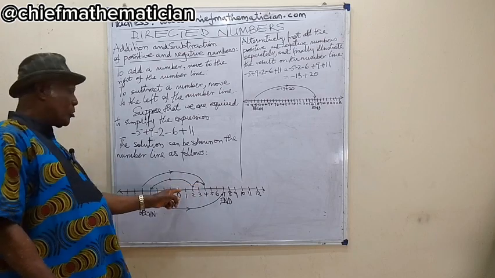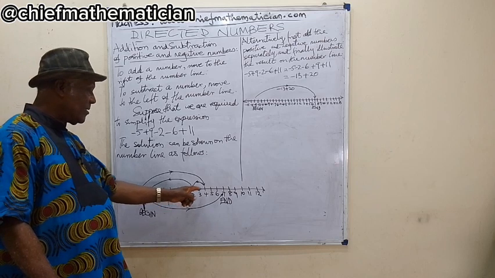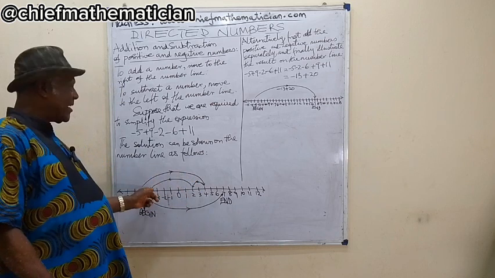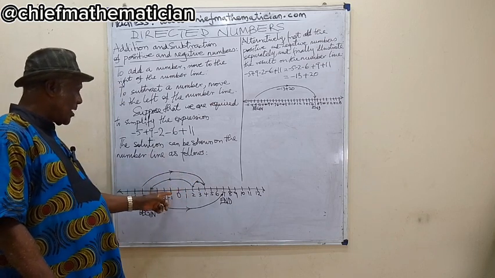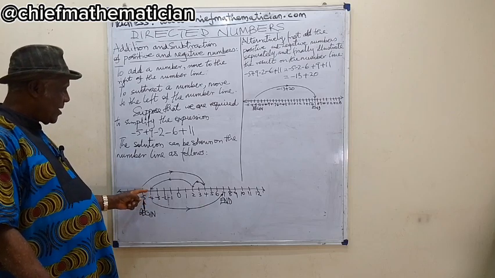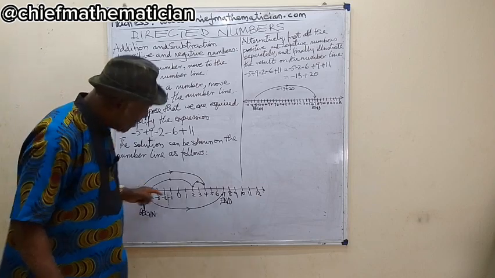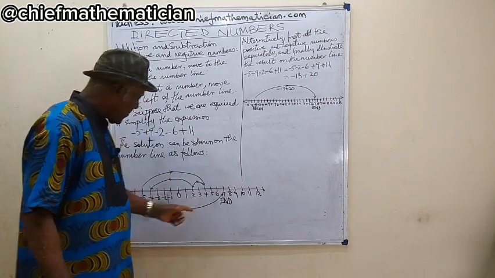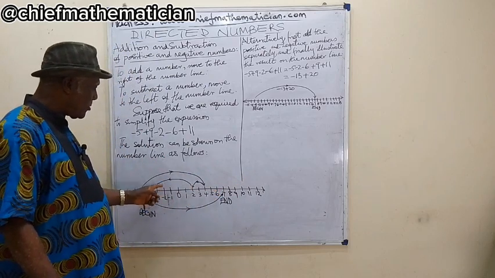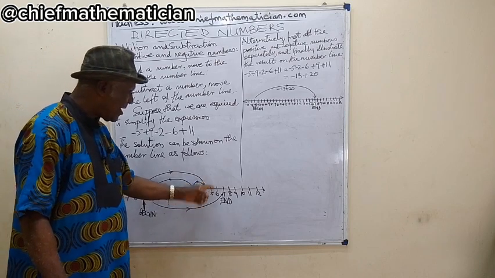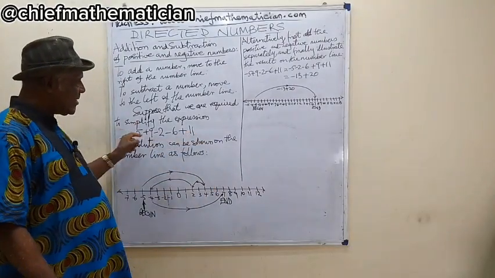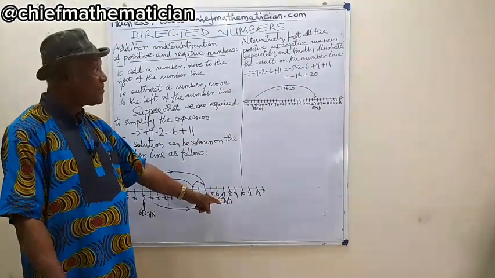Minus 2. We have to go back 2 steps. 1, 2. Minus 6. We have to still go back 6 steps. 1, 2, 3, 4, 5, 6. We are here on minus 4. Plus 11. We are now to go to the right. And where do we end up? Look at it. From minus 4. We have 1, 2, 3, 4, 5, 6, 7, 8, 9, 10, 11. We land on 7. So when this is simplified, the final answer is plus 7.